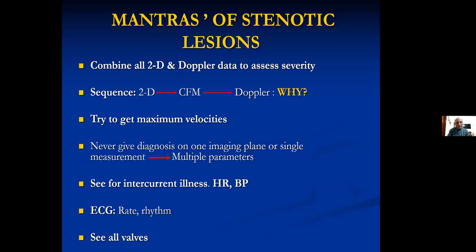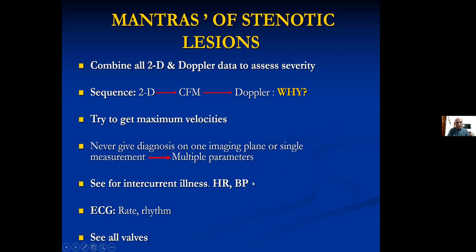Always before doing an echo, especially for stenotic lesions, look for any intercurrent illness. Suppose a patient comes to me with a fever, severe anemia, hypertension, or any other thing, also tachycardia, we'll ask them to control this before coming again because many of these things will also affect our findings. So do not jump into an echo if there's any intercurrent illness.